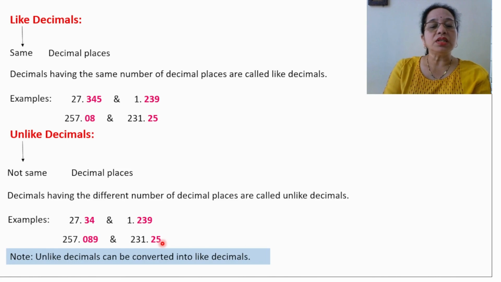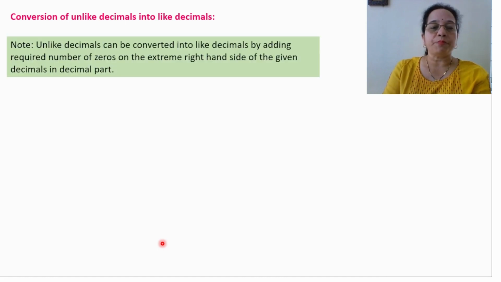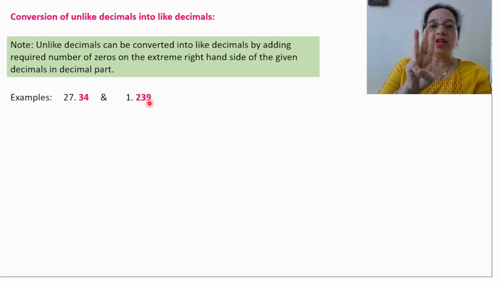We can convert these unlike decimals into like decimals. In the next slide we are going to see how we can convert unlike decimals into like decimals. To convert unlike decimals into like decimals, we need to add zeros to make the decimal places same. We add these zeros again on the extreme right hand side. So let us take the example 27.34, 2 decimal places, 1.239, 3 decimal places.